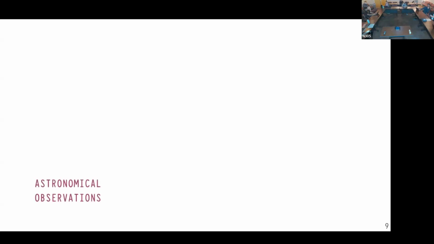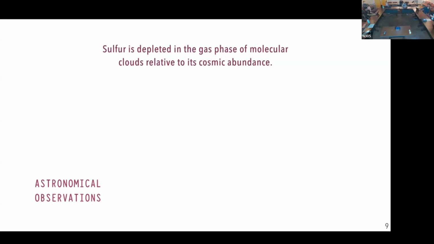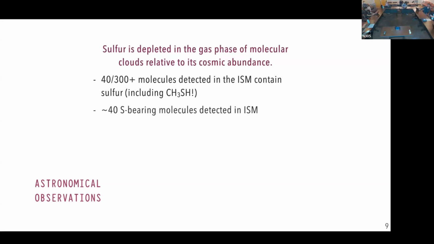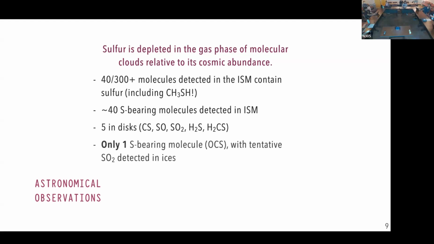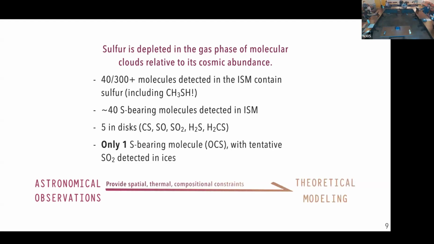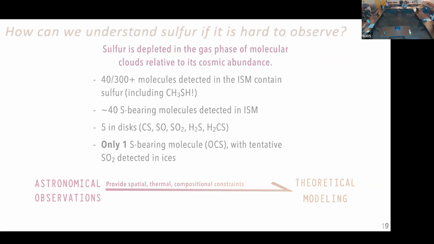I just want to summarize what we know through observation. Sulfur is depleted in the gas phase relative to its cosmic abundance. These are the detections in the ISM. We have 5 in disks, so notably H₃CS, which is the sulfur analog of formaldehyde, is the most complex sulfur molecule that we've seen so far, a 4-atom sulfur species, and only one S-bearing molecule in ice. And this is how it connects to theory, in that astro observations provide spatial, thermal, and compositional constraints.